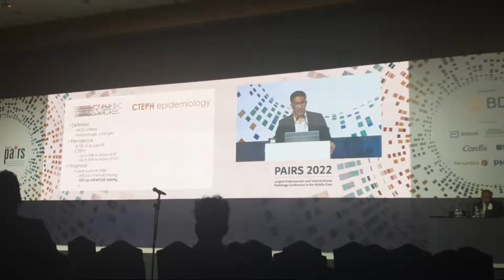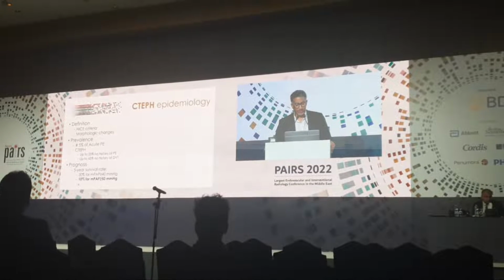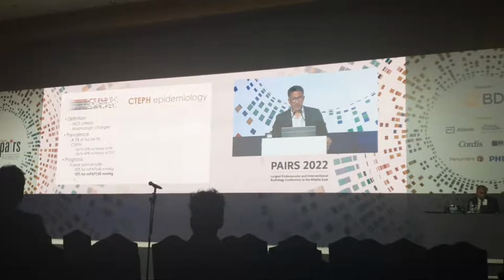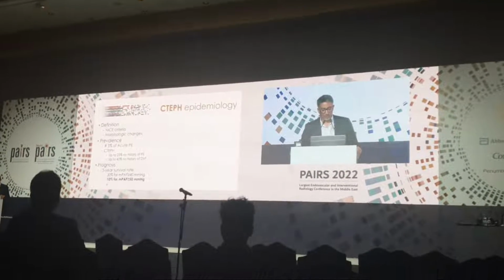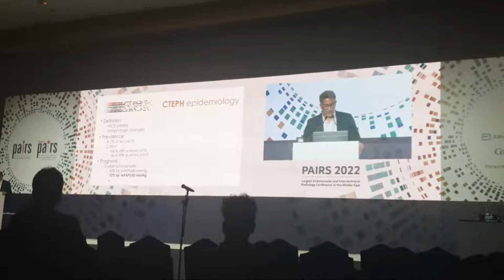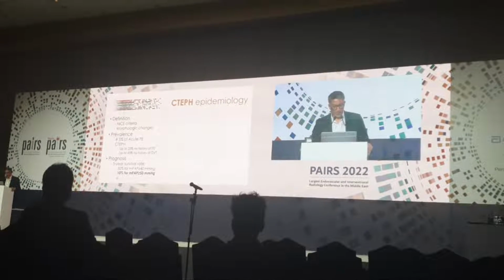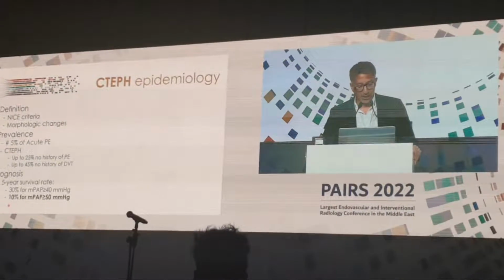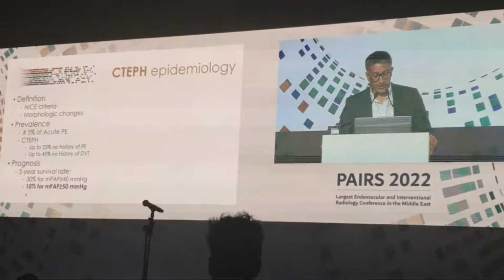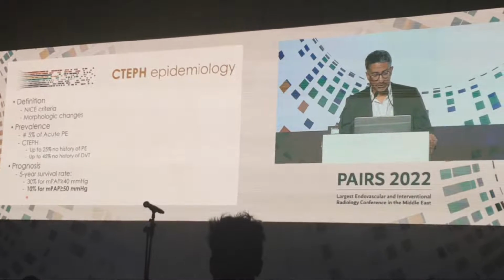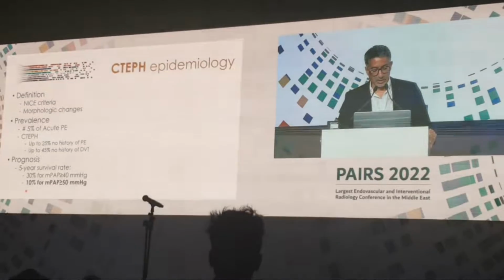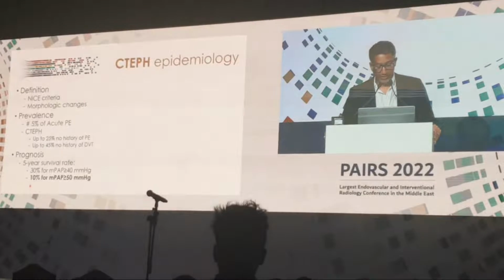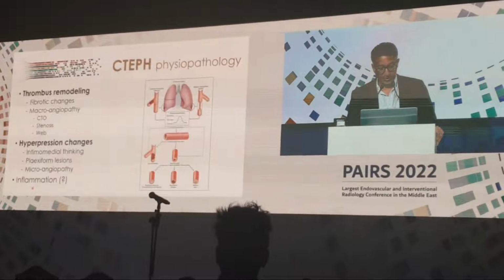We estimate the prevalence of CTEPH after acute pulmonary embolism at about 5%, and about one third of the patients did not have a history of pulmonary embolism when the diagnosis came to be established. The prognosis without treatment is very bad. Only 10% of people survive with pulmonary pressure of more than 50 millimeters of mercury after 5 years, which is really very bad.